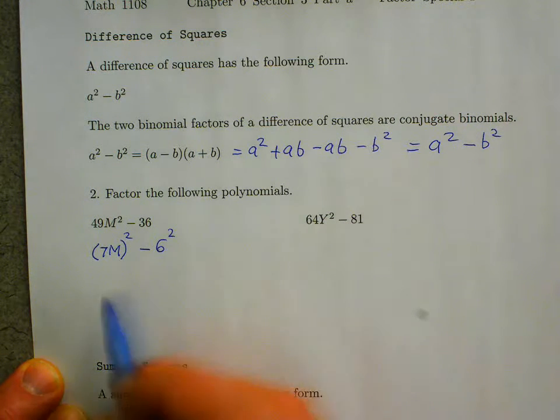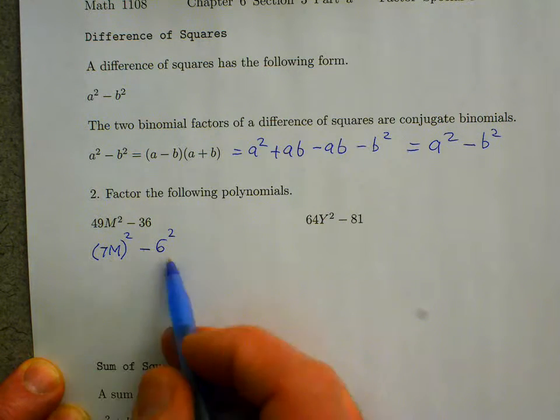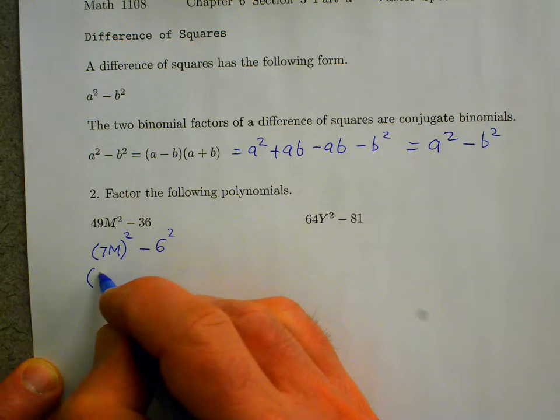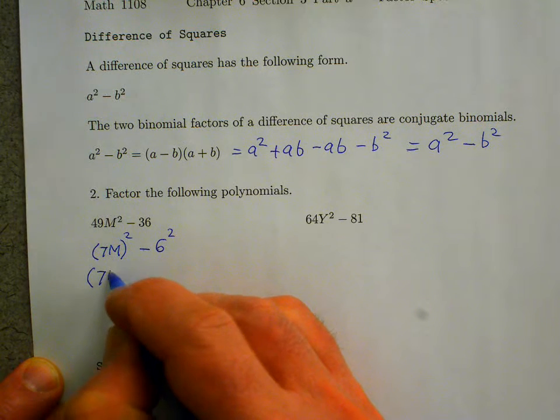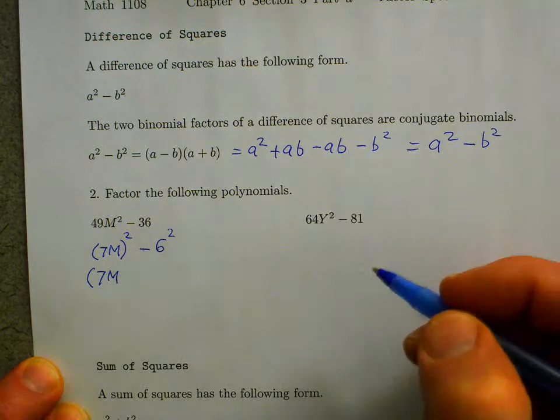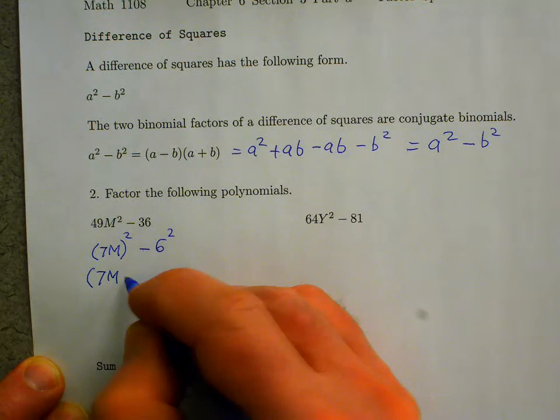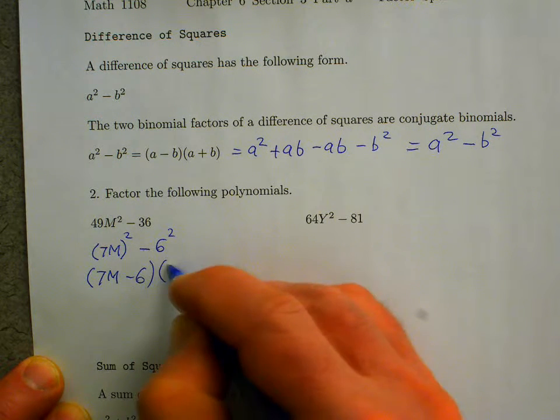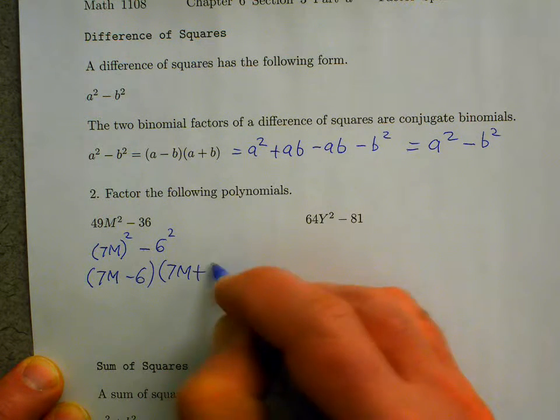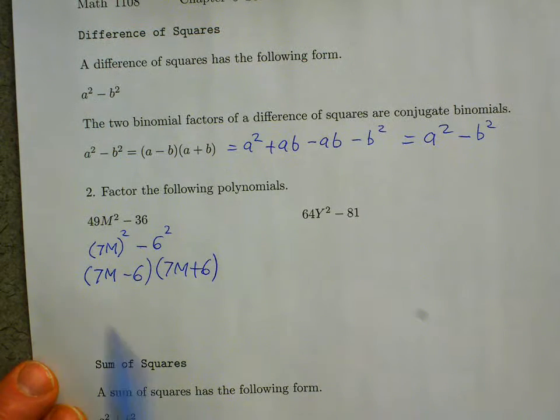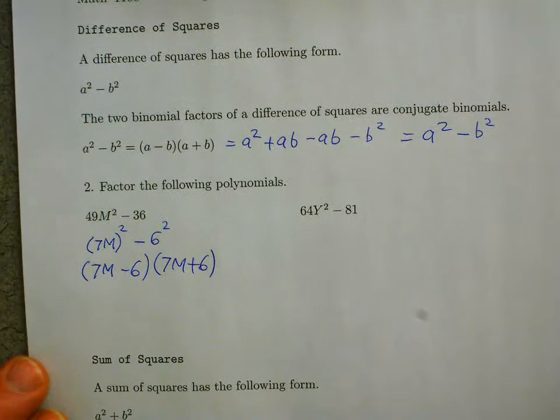And so since it's a difference of two squares, the two factors are conjugate binomials. One is 7m minus 6. The other one is 7m plus 6. And then you can verify by multiplying, if necessary, that you have the correct factors.